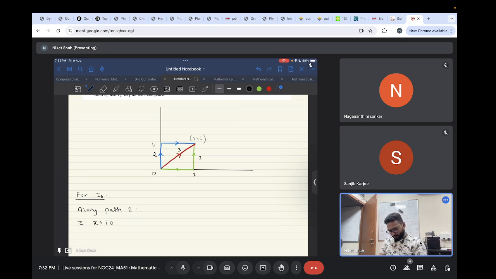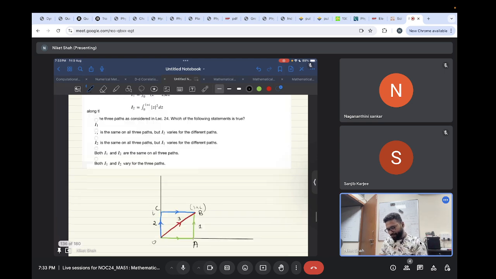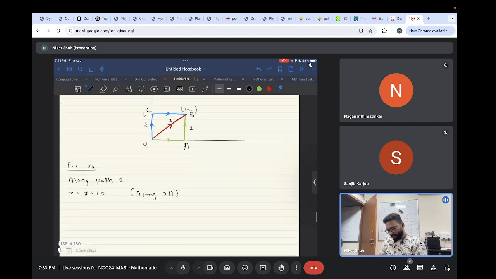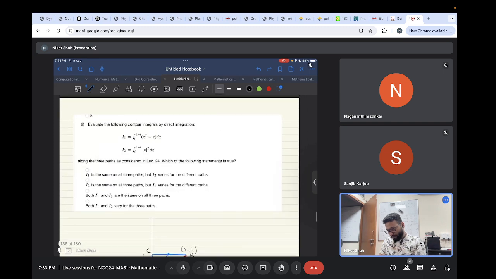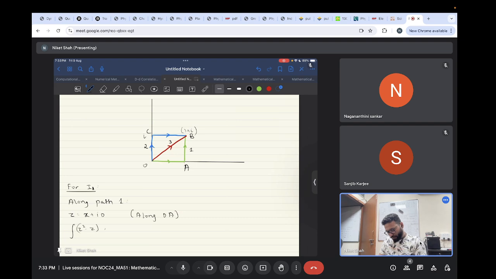Along path 1, let's say this is A, this is B, this is some C. So this is along OA. I'm writing z is equal to x plus i0 along OA. All right. So the equation is this: the integral of z square minus z dz. Here we are going from 0 to 1 only along x, z equal to 0 to z equal to 1, only the real values.